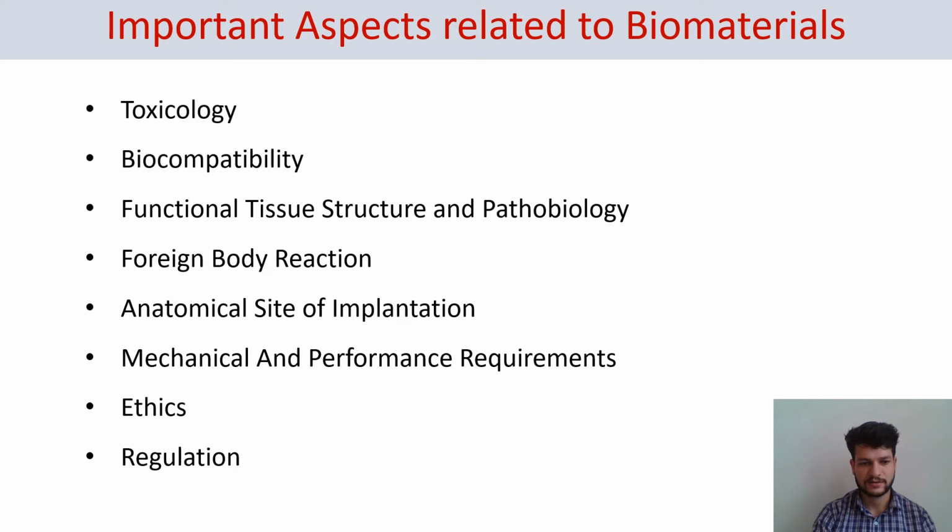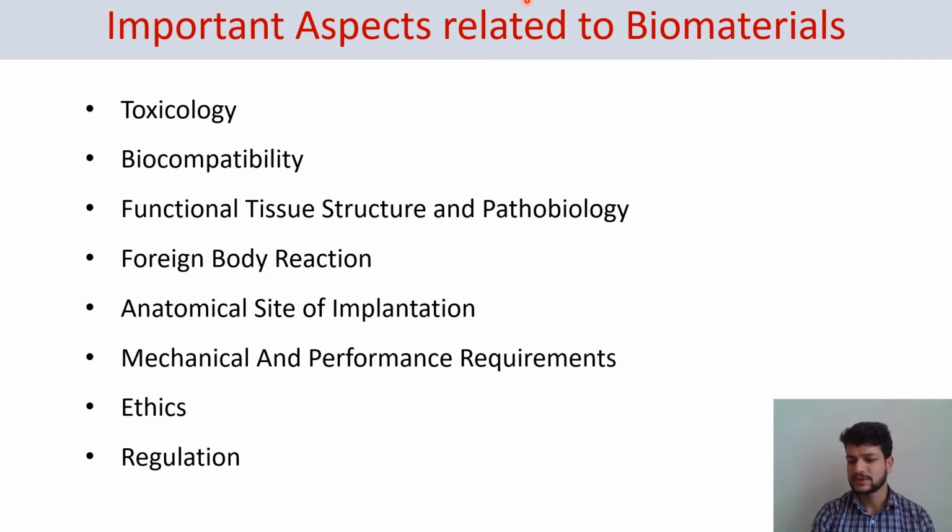First aspect that we need to study is the toxicology. A biomaterial should not be toxic unless it is specifically engineered for such requirements. For example, a drug delivery system that targets the cancer cells and destroys them. In that case, the biomaterial system should be toxic. But in all other cases, the biomaterial system should not be toxic, and toxicology studies must be done before getting them into the clinics.